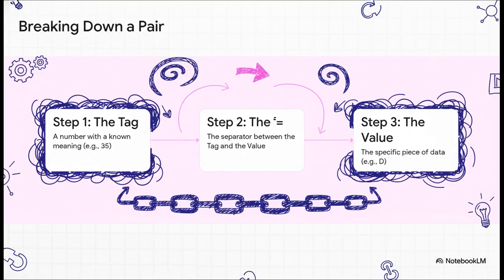Let's look at a really simple example right from our message: 35=D. See? 35 is the tag. The equal sign is just the separator in the middle, and D is the value. The whole FIX message is just a long chain of these little pairs, one right after the other.